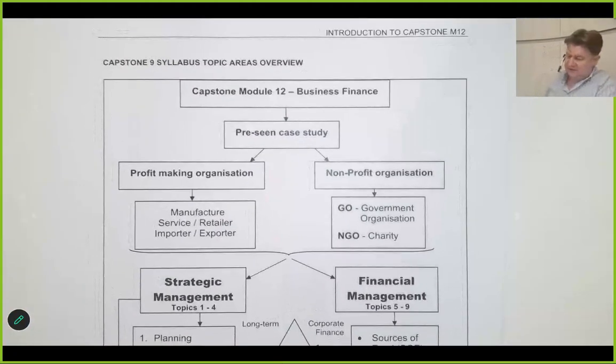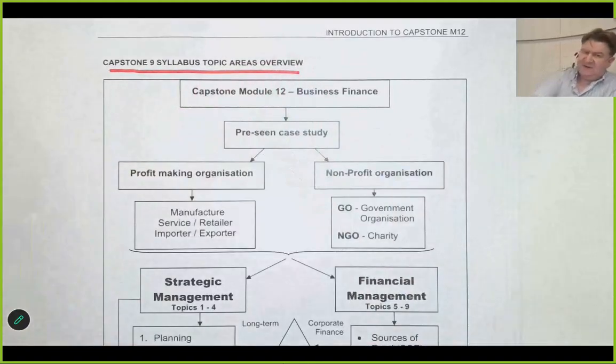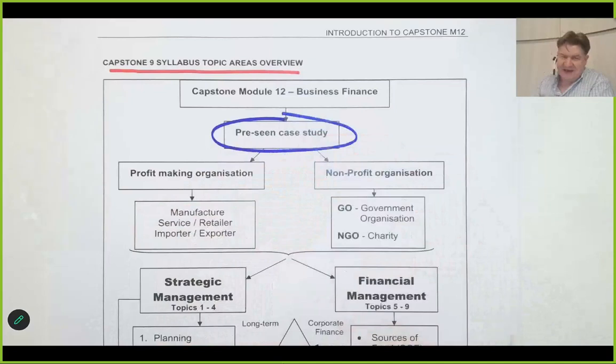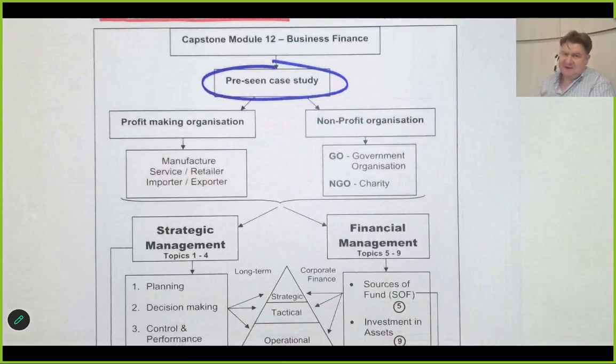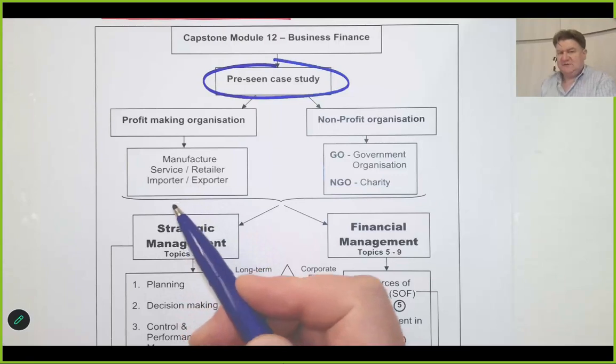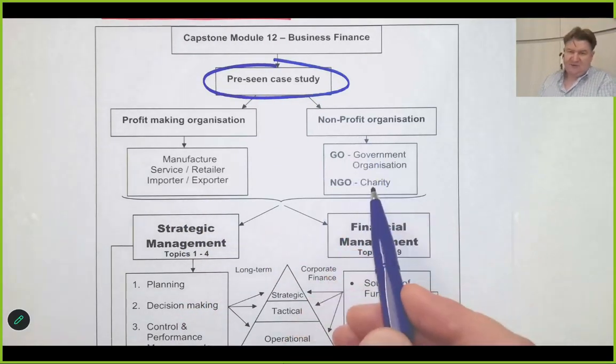Let's turn across over the next page, and I want you guys to see the big picture here, because in your capstone exam they can give you any scenario. They could give you, for instance, a profit-making organization, manufacturer, service, retailer, importer, exporter. They could give you a non-profit making organization.